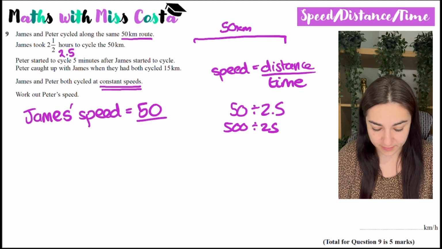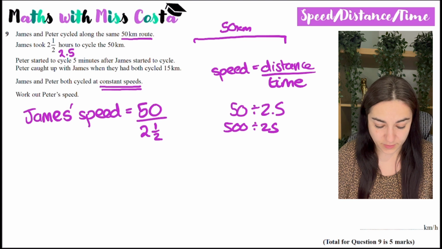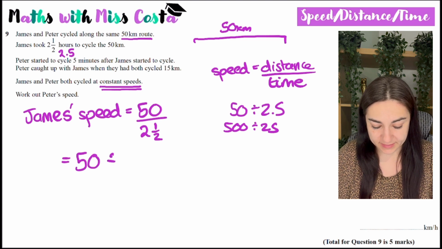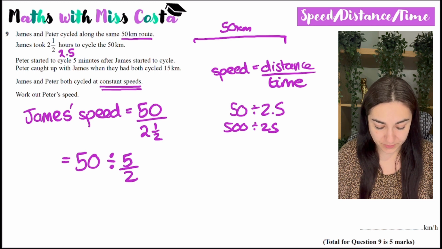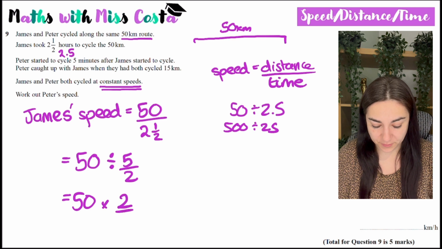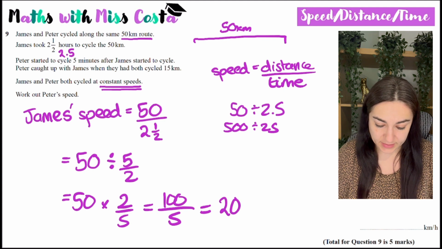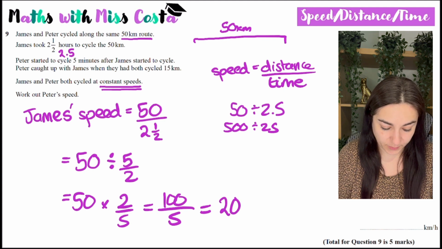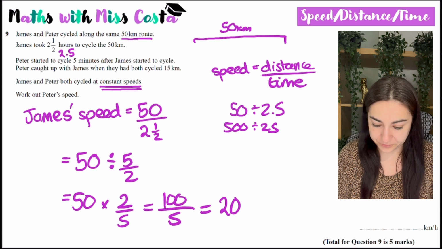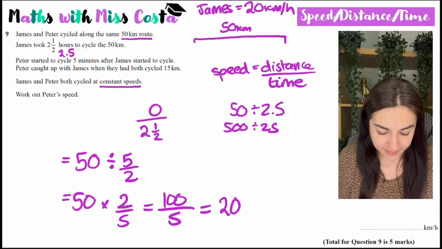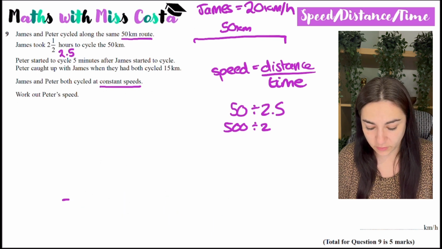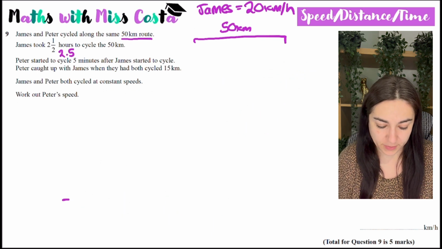So 50 is being divided by 2.5. If I turn that into an improper fraction, that would be 5/2. So 50 is being times by 2/5. So that would be 100 divided by 5, which is 20. So James's speed is 20 kilometers per hour. So let's just write that up here. And then what I need to do is compare it. So I know that James cycled at a constant speed of 20 kilometers per hour.